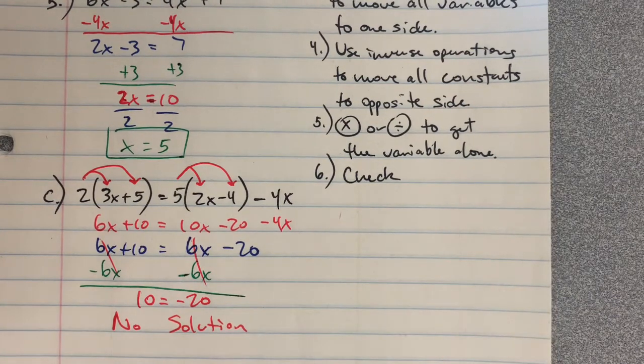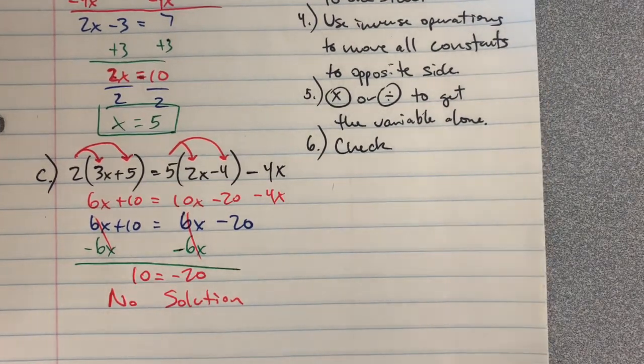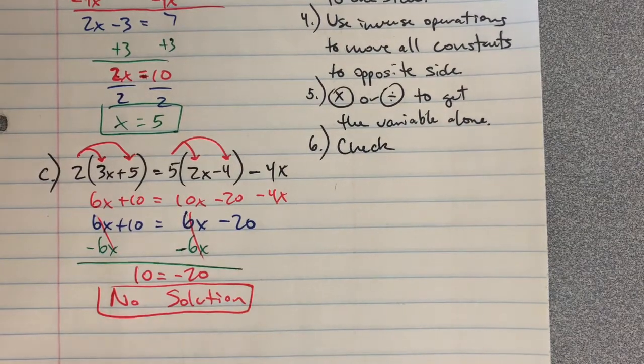I cannot check this because I don't have a number to work with. Now, if I was left with 10 equals 10, then that would be an identity, and I could check that by plugging in any number for x to make sure the left side balances the right side. But nothing works. No variable is going to work. There's no number I can plug in to have the left side balance the right side, so we leave it as a no solution. We can't check it, so we hope for the best. That's all I got.